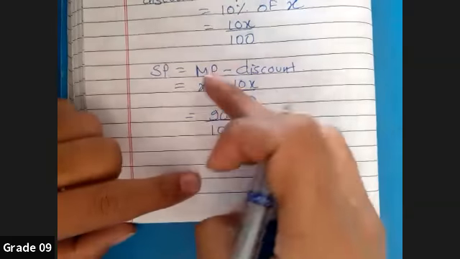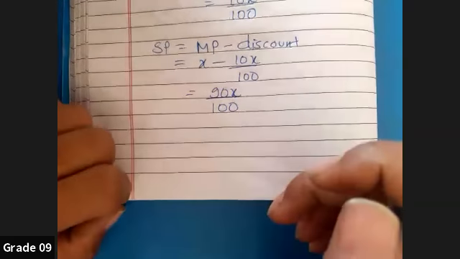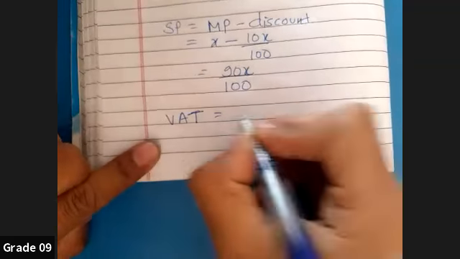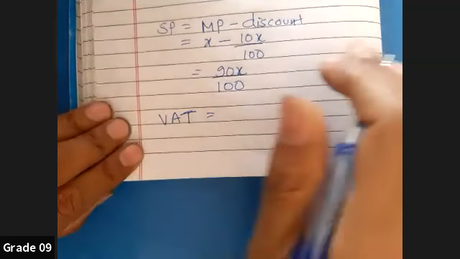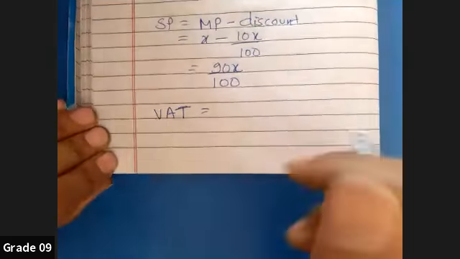Okay, SP is MP minus discount, right? And then after getting the value of SP, definitely we have to find VAT. So why VAT? We are going towards the VAT direction, because as I have already told you, the SPV value was given. That's why we are firstly following that direction.